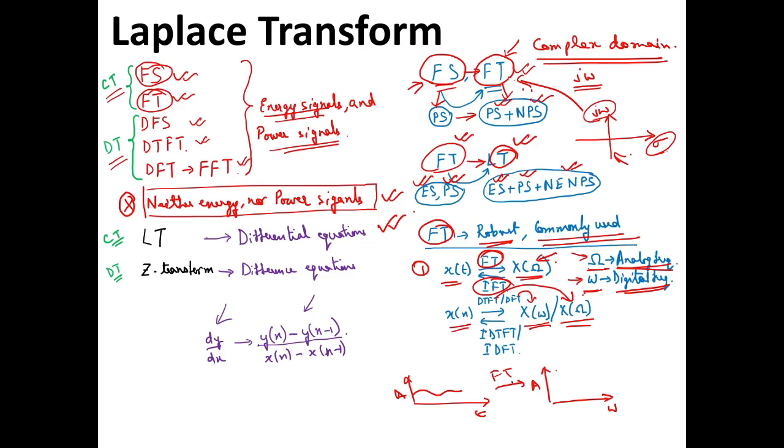We have just seen that the Laplace transform is mainly meant for continuous time signals and systems. So how will we analyze the other signal processing systems which are working in the digital domain? In that case, we need another transform, which is regarded as the Z transform.